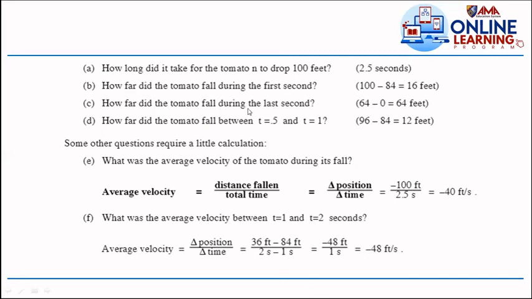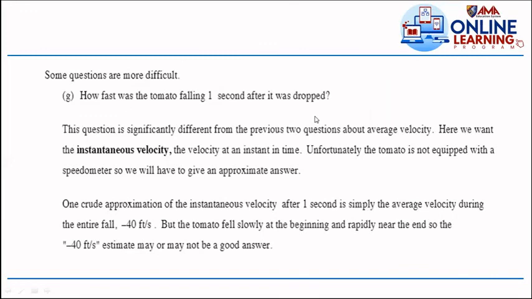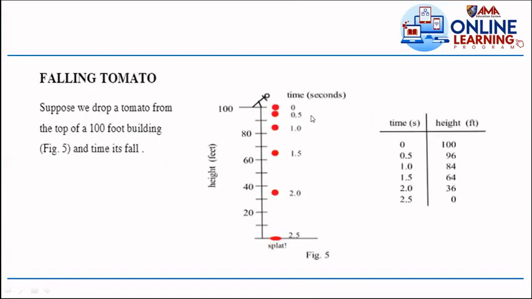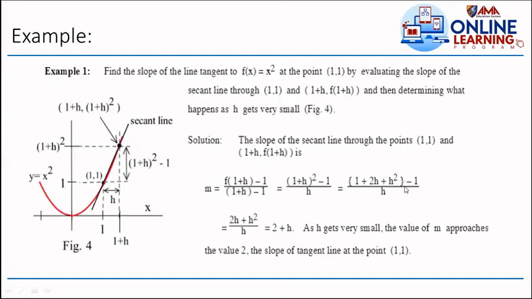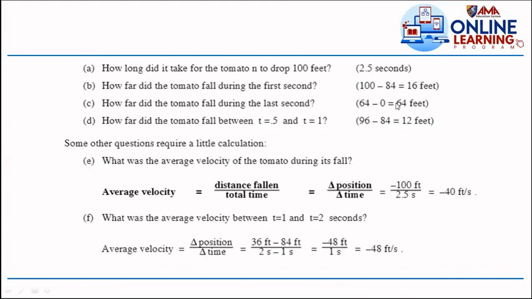Next, letter C, how far did the tomato fall during the last second? From our figure, 1 second before it will hit the ground, that is 2.5 and this is 1.5. How far is that, 1 second before it hits the ground? So 1.5 is 64, 2.5 is 0. So the answer is 64 feet.